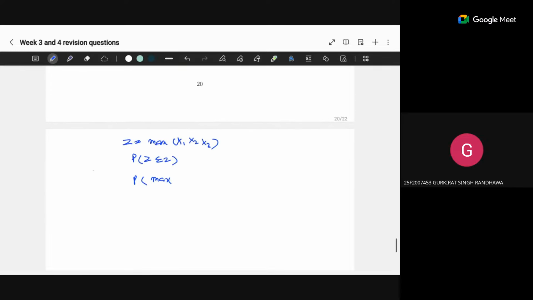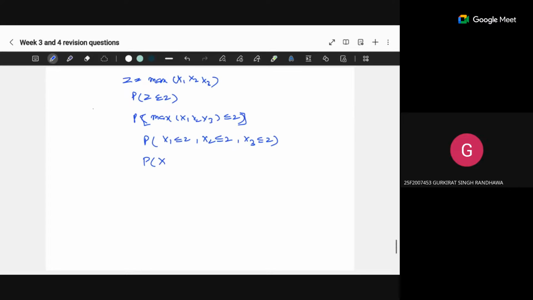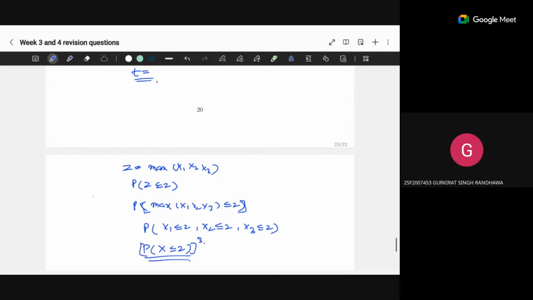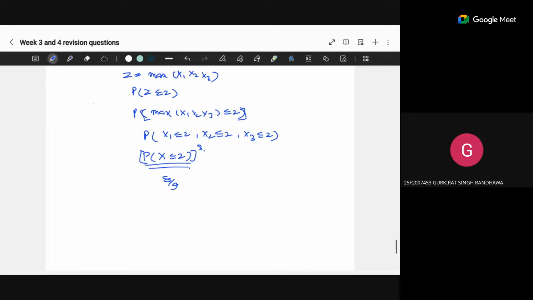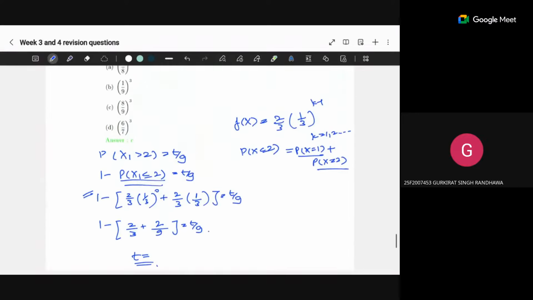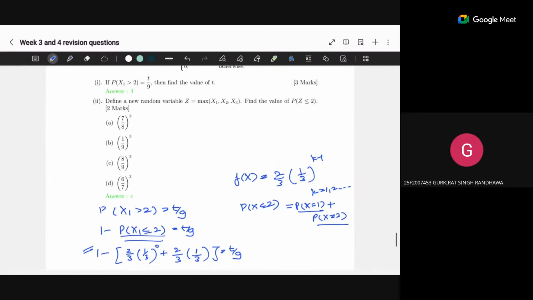And the next thing is they are asking about the maximum of x1, x2, x3. It should be less than or equal to 2. So basically I can write this as the probability that x1 is less than or equal to 2, x2 is also less than or equal to 2 and x3 is less than or equal to 2. And as they are independent, I can say that the probability that x is less than or equal to 2 is raised to the power 3. And what is this value? 8 by 9. So 8 by 9 raised to the power 3. Is it 8 by 9? Yes, ma'am. Okay.